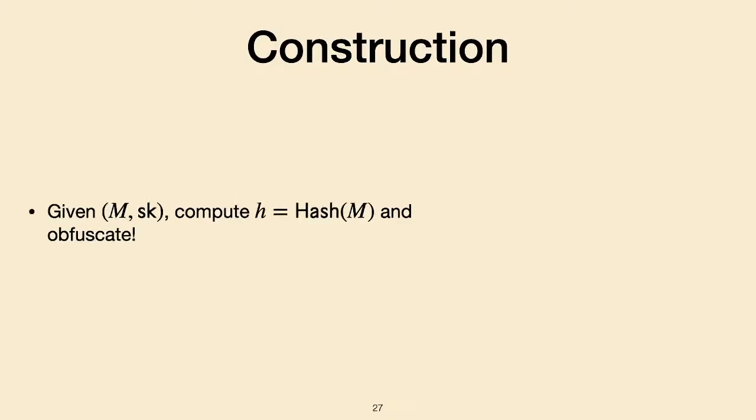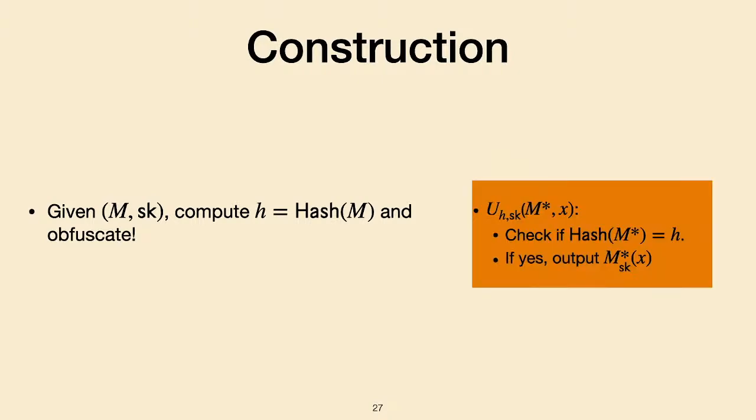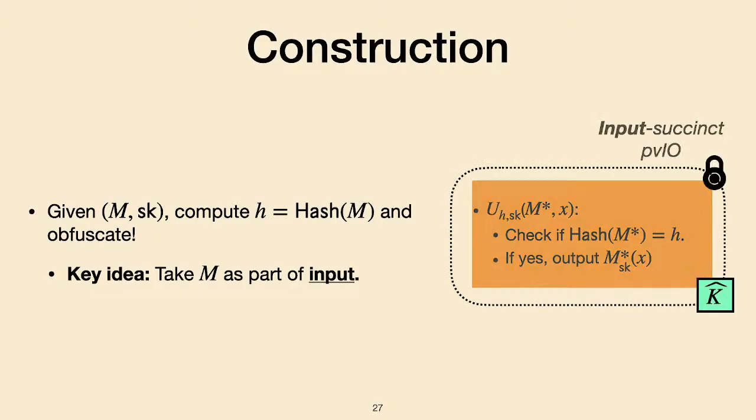So what's the construction? It's very simple, and it's probably the first thing you would try. Hash and obfuscate. Hash the machine M, which is the public part, and obfuscate the program to check against the hash. So the point is I'm going to start feeding M as part of the input instead of baking it into the program. And because this is a PV I/O, which is not going to grow with the input, it's not going to grow with M. So I'm just going to obfuscate this with input-succinct PV I/O. And again, to reiterate, it doesn't grow with M because that's now an input. And yeah, that's the whole construction. It's very simple.